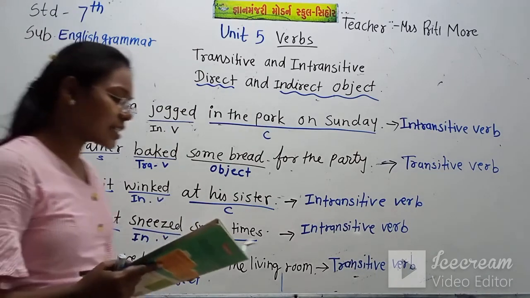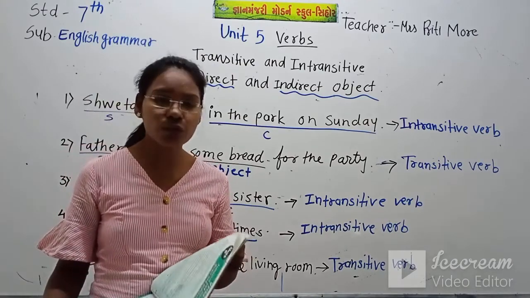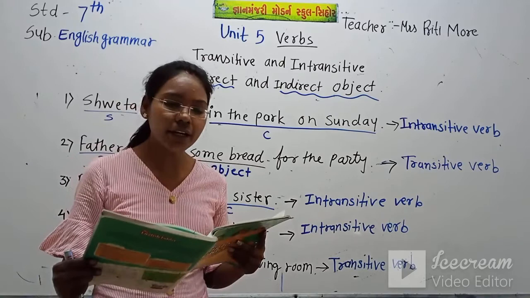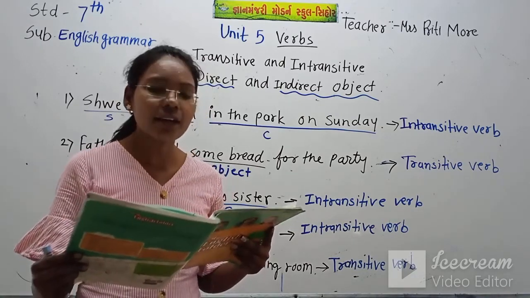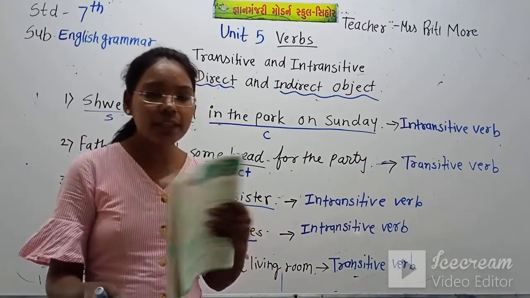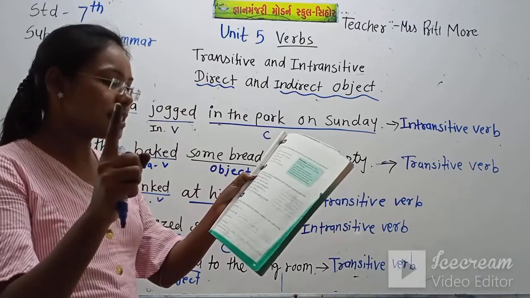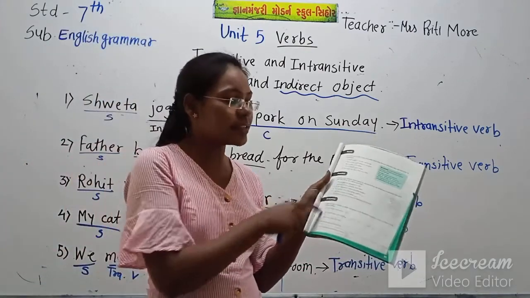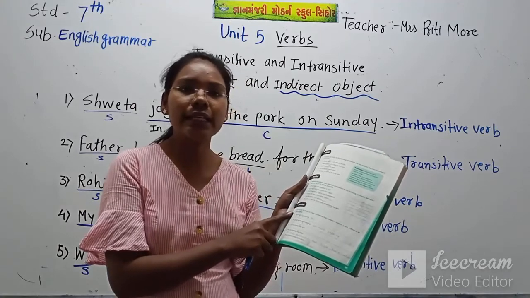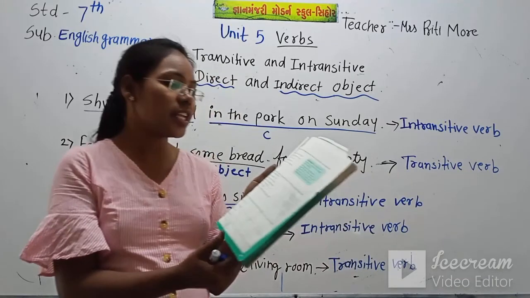Now the focus exercise is completed. We have seen transitive and intransitive verbs, what is transitive, what is intransitive, and we have also learned direct and indirect objects. Now I give you the homework. You have to complete the practice exercise and extension exercise in your notebook, in the book and in the notebook also.